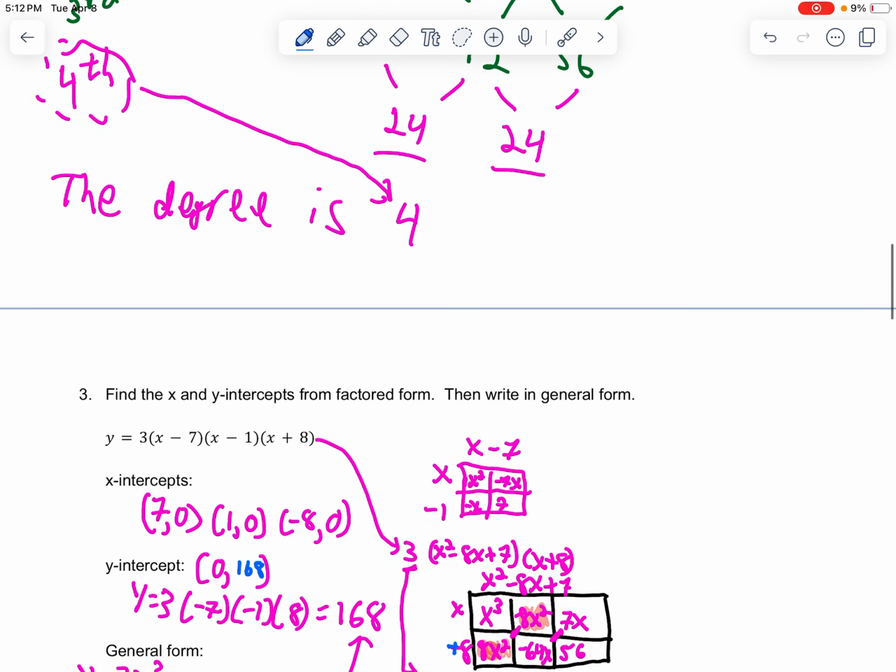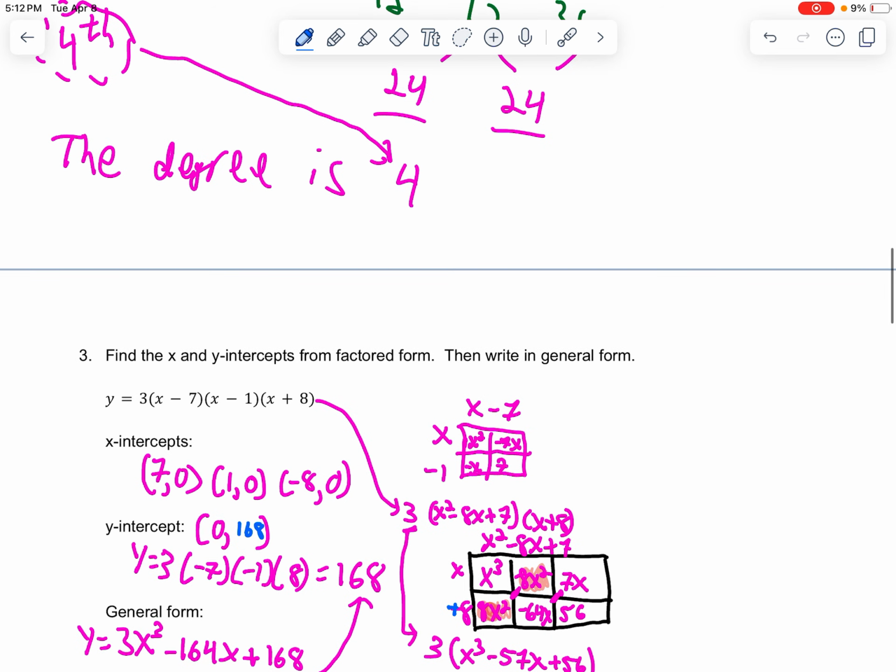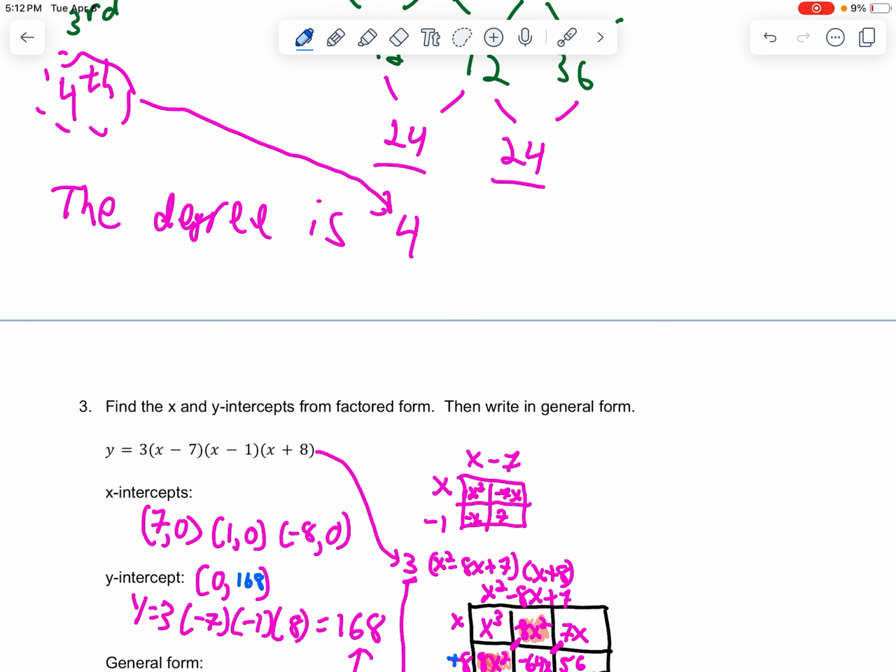All right. General form. Literally. There's the answer. But literally means you have to multiply. So I always start with x minus 7, x minus 1. You can do FOIL, or you could do the box. I did the box here if you wanted to look at it, but you guys should know how the box works.